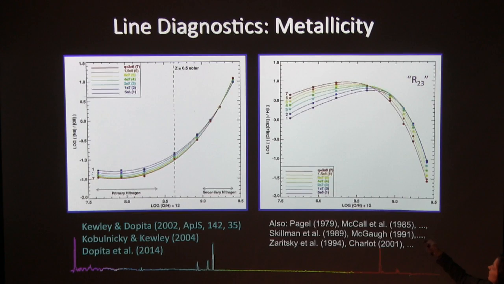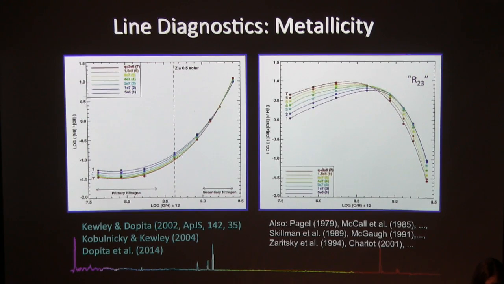This one's called R23. Lots of people use this at high redshift. It's not great because it's double valued with metallicity. So here the oxygen lines are just increasing with metallicity. But here the electron temperature is falling so fast. The cooling's being done by the fine structure lines in the infrared, and you get much less collisional excitations here of the oxygen lines.